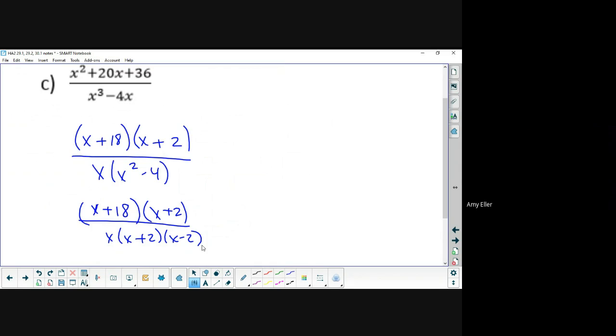You'll notice I sort of did it in 2 steps because my denominator has a GCF of x. I wrote that first, and then I was like, oh, that can factor further. If you can do this all at once, great. My numerator has a factor of x plus 2. My denominator has a factor of x plus 2. I don't see anything else that cancels, so I get an answer of x plus 18 over x minus 2. You'll notice I dropped the parentheses on the top because I don't need them anymore, but you could write them.